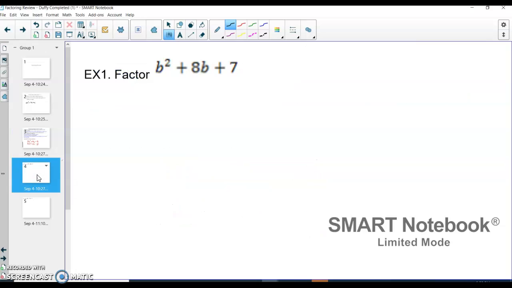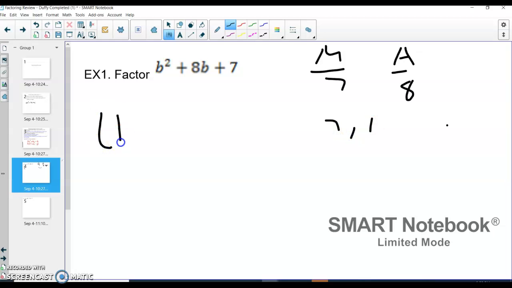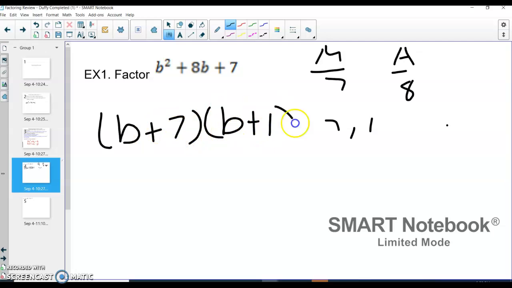So the first one is that one where your leading coefficient is 1 or your a value is 1, and so we can just say, okay, I need two numbers that multiply to 7 that add up to being 8. And the two that do that would be a positive 7 and a positive 1. And so this could be b plus 7, b plus 1, and that would be your factored quadratic there. Okay, so not too bad whenever that leading coefficient is 1. I think we're going to be able to handle that.